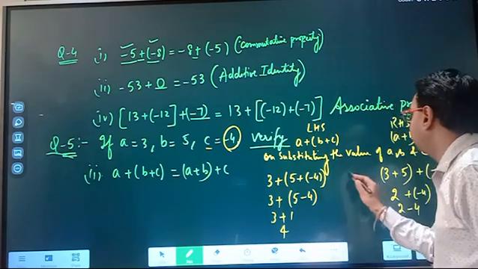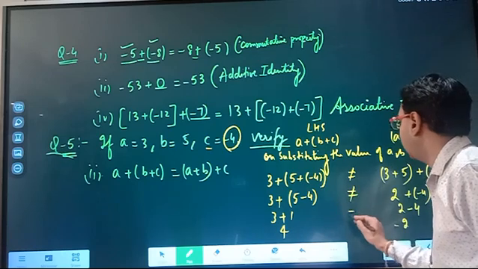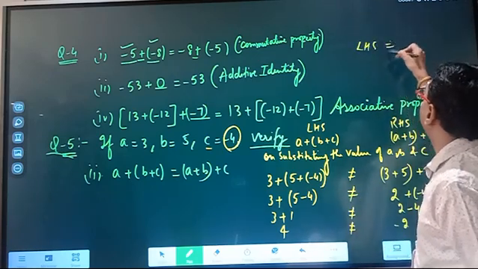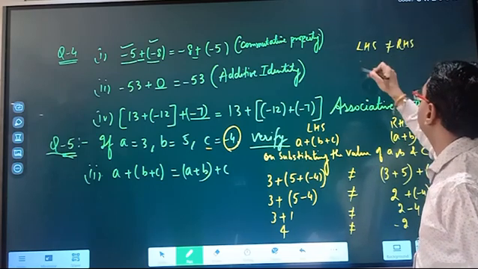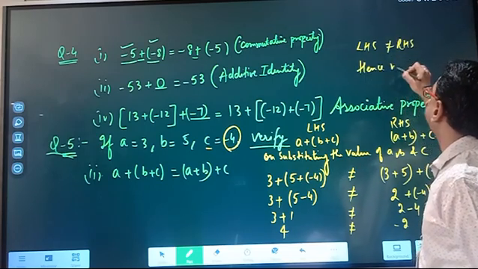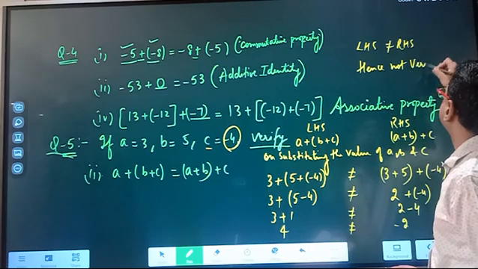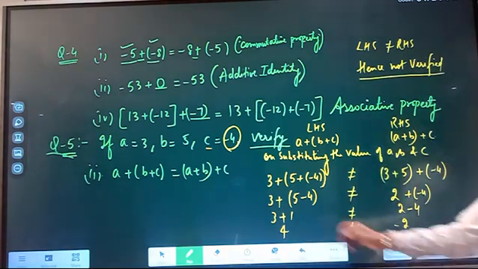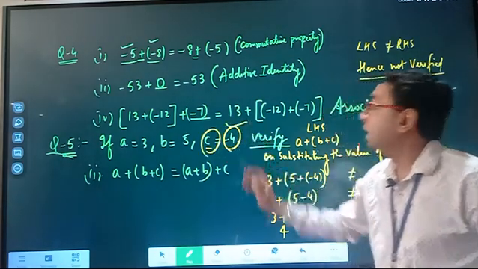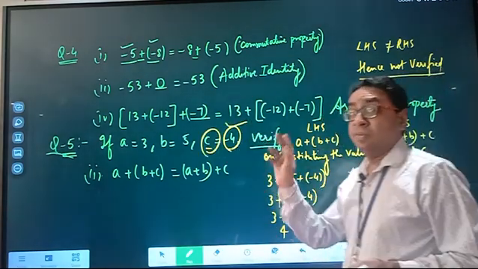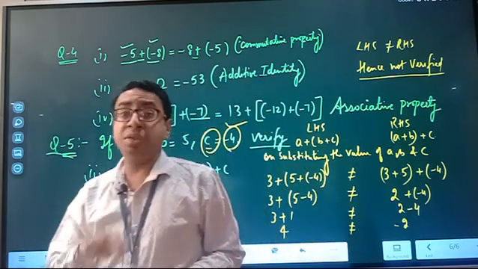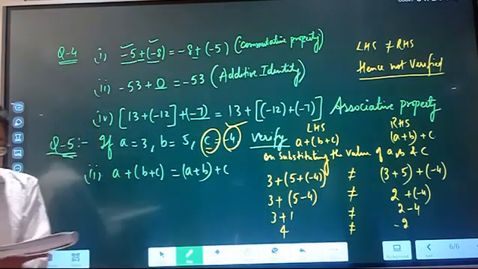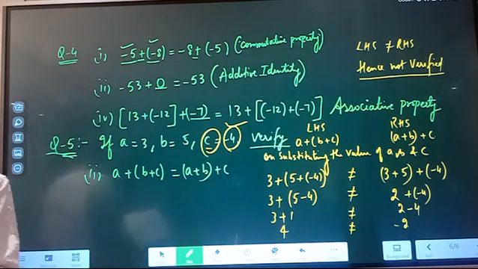Are they equal? No, they are not. We cannot verify them. Since LHS is not equal to RHS, hence not verified. Can you tell me why this happened? Because one of the numbers is negative, and for negative integers, subtraction does not hold good for association. This is what is happening. Are we clear? Rest of the parts you can try.